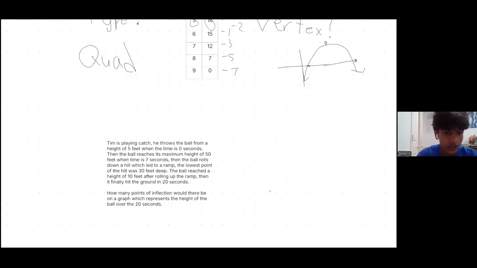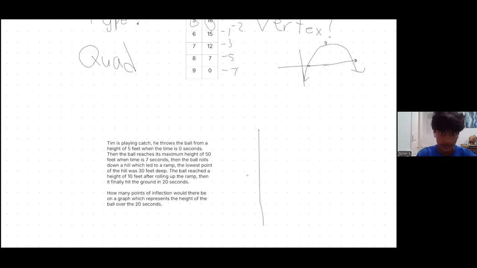So the question is, how many points of inflection would there be on a graph which represents the height of the ball over the 20 seconds? So the height of the ball over the time. You can pause the video and try to answer the question, and I'm going to explain it in three, two, one. Okay. So here we go.